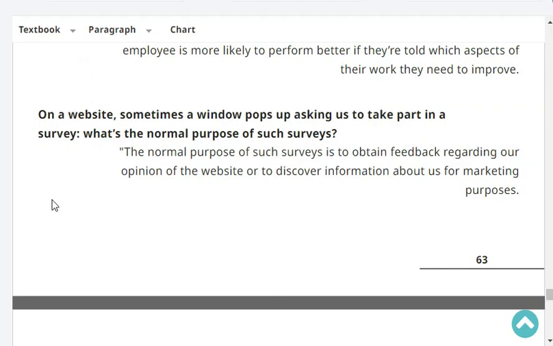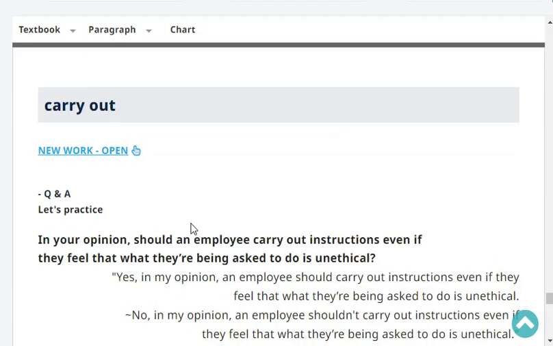On a website, sometimes a window pops up asking us to take part in a survey. What's the normal purpose of such a survey? The normal purpose of such a survey is to obtain feedback regarding our opinion of the website or to discover information about us for marketing purposes. Very good.